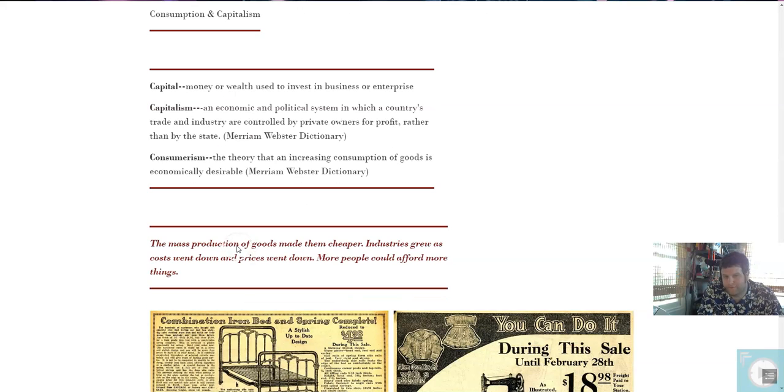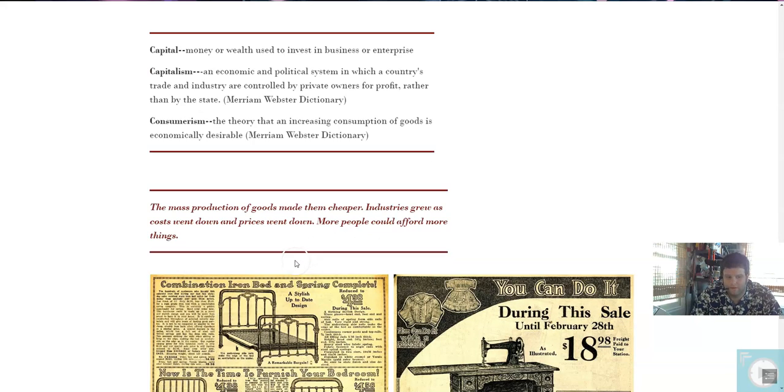One of the things that comes up, it's a key term, is mass production makes more goods cheaper, because if you can make things in large quantities cheaply, you can sell them for cheaper, which means more people are able to buy them, which means you make more money. Industries, as they grew, the costs went down and the prices would go down, or at least in theory. You're going to see in practice that doesn't necessarily happen. But what happens is, as more people are able to make more money and buy things more cheaply, people are able to afford more things.